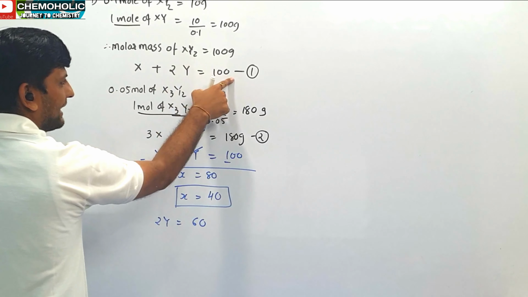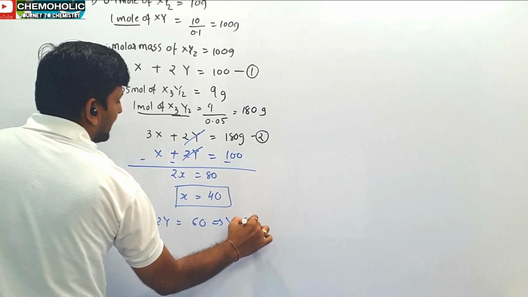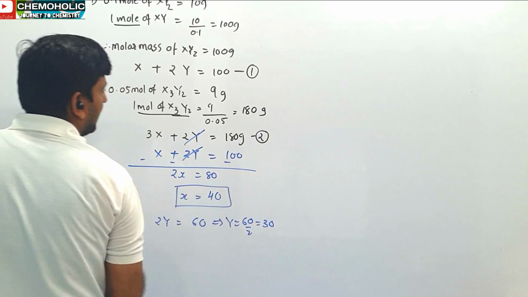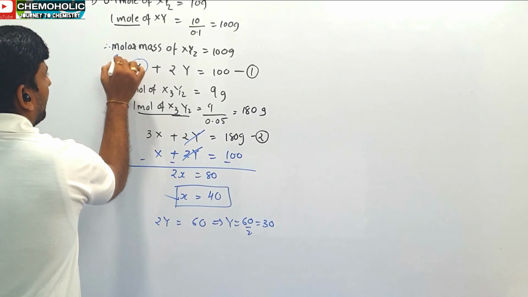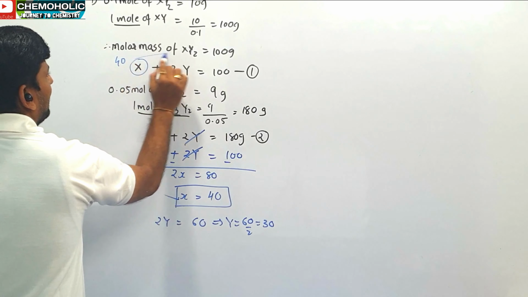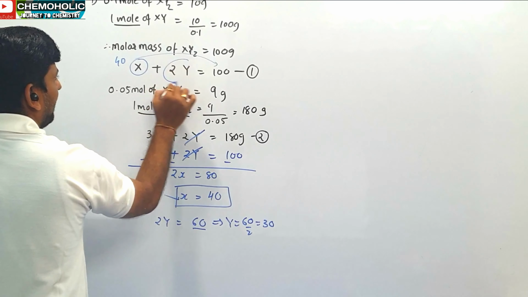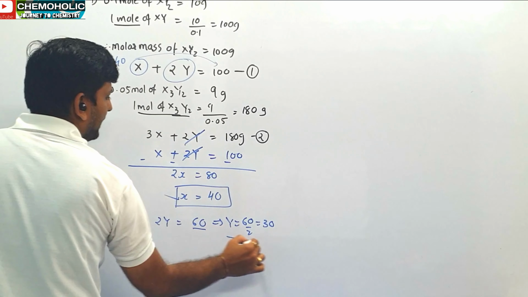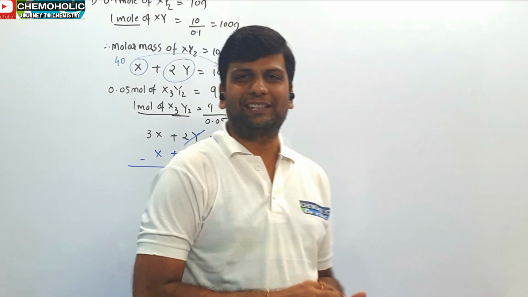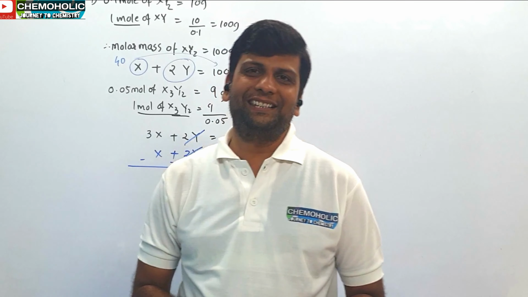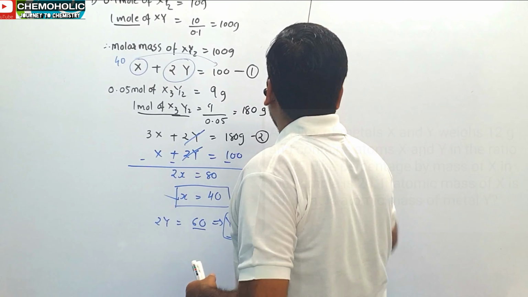It goes to this side. It's 60, which implies that y is equal to 60 by 2, and it's 30. So substituting the value of x, 40 over here, changing the side of 40, 100 minus 40 becomes 60. 2y will be equal to 60, so y will be equal to 30. So hence atomic mass of x is 20 gram, atomic mass of y is 30 gram. Clear? And this is your question number 4.